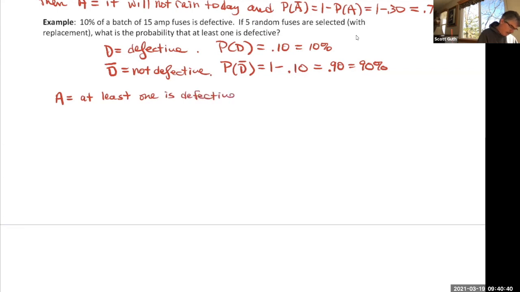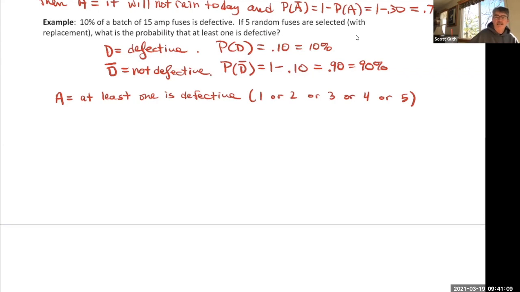Now, if you think about what that means: 1 or 2 or 3 or 4. You've got 5 fuses and at least one is defective. So it could be any number. At least one means no less than 1. So that's 1 or more. Okay, 1 through 5, you only get 5, so you can't have more than 5 defective.